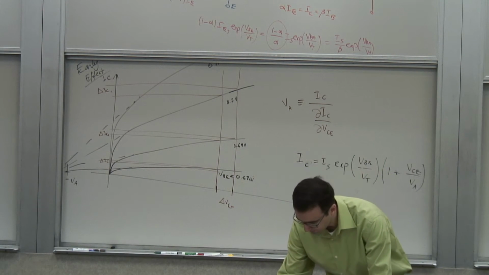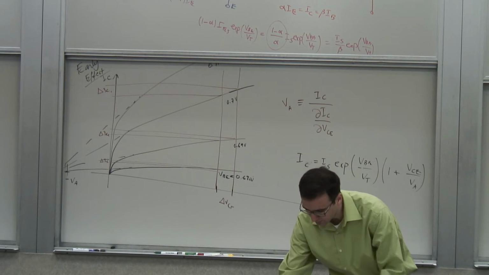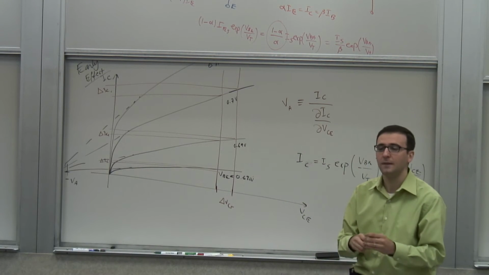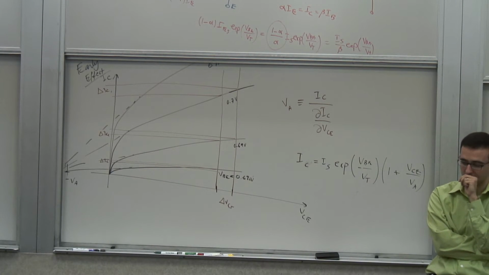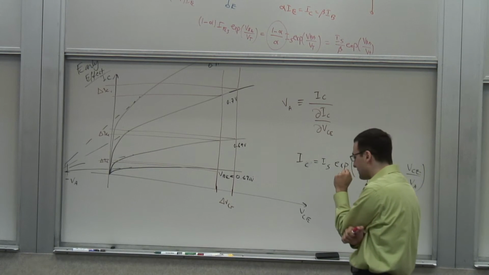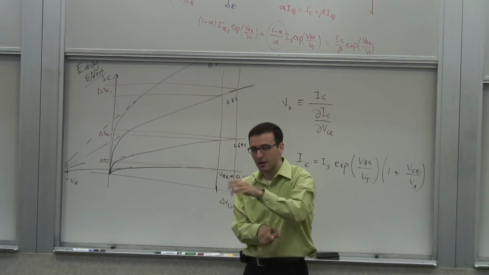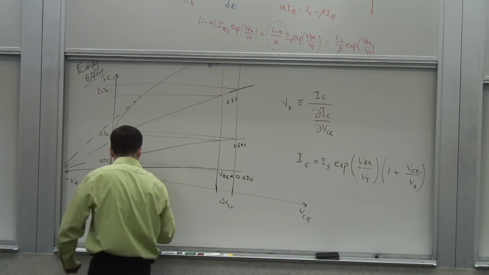All right, any questions? Yeah, that's a quick one. All the graphs for the Early effect, you have VCE. Wouldn't it make more sense just to do VCB? It does. It does make more sense to do VCB. But it's a very good question.